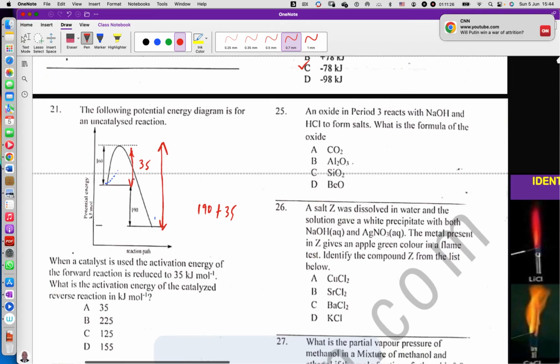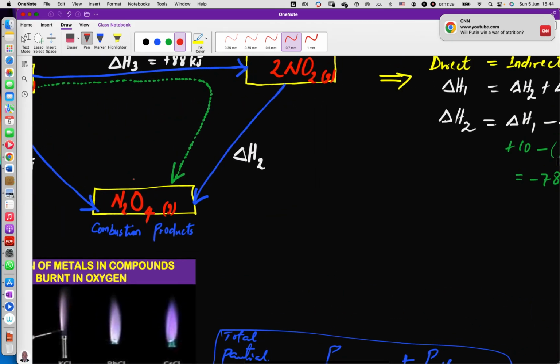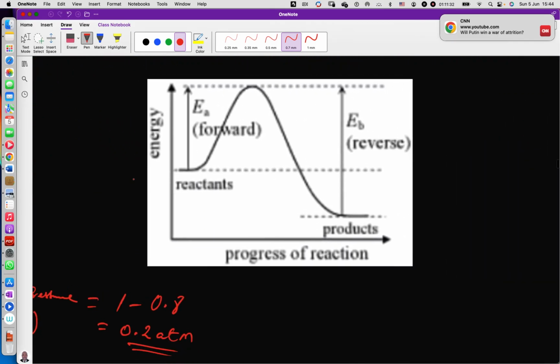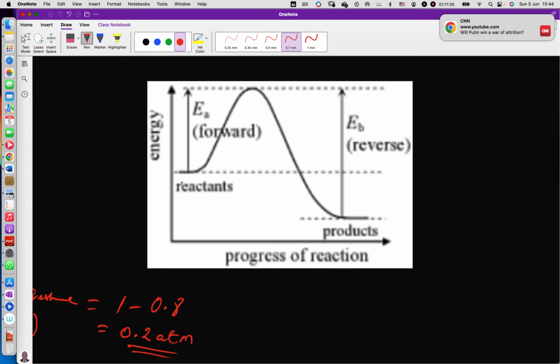Let me show you something. This is the activation energy for the forward reaction. For the reverse reaction, the activation energy will start from here, right up. But in our question, this one has been reduced to 35. So instead of 160, it is 35.